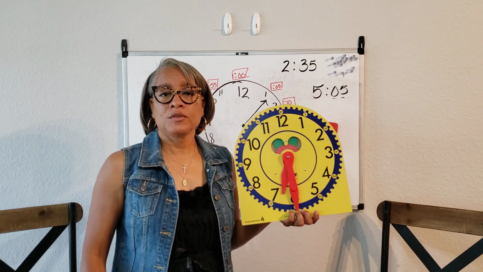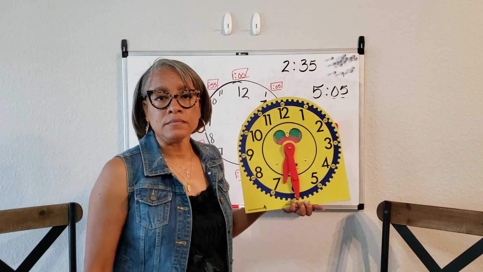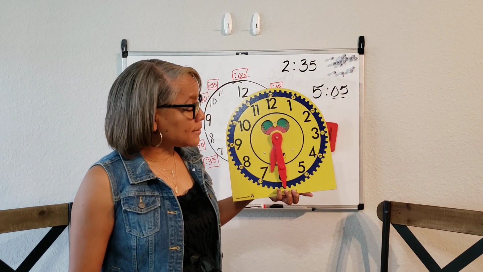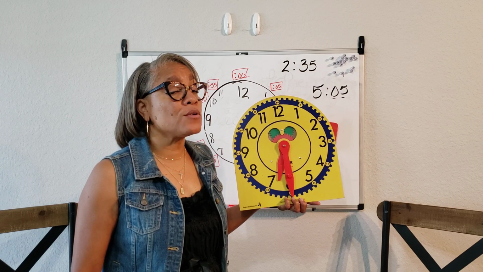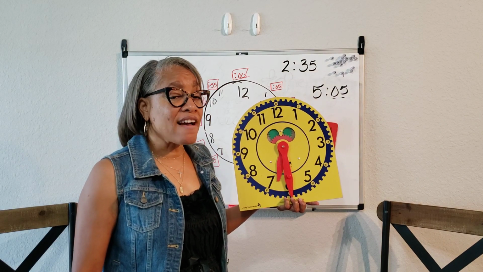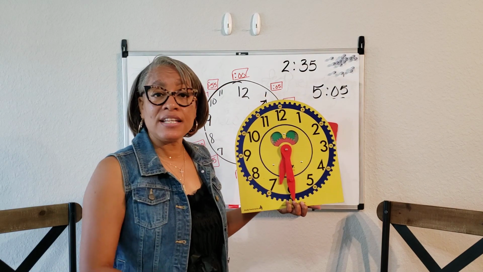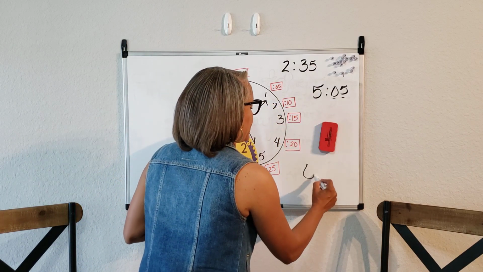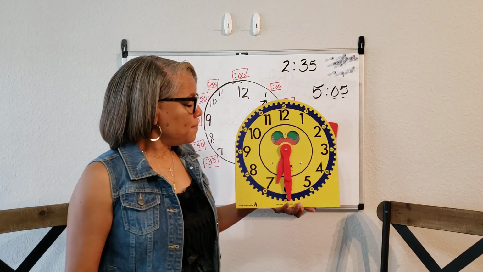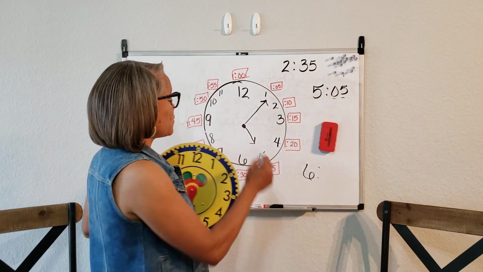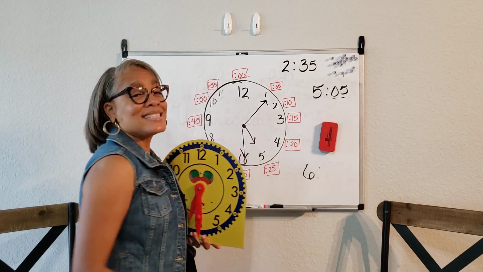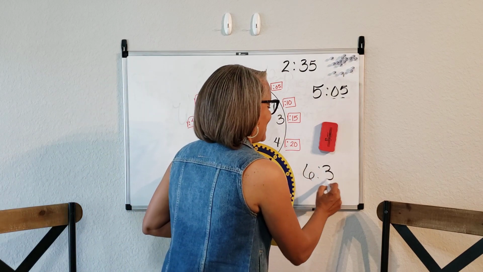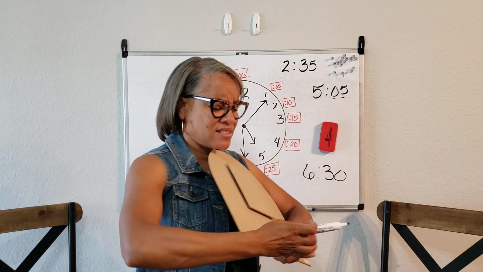Easy peasy. What time is it? Okay, what hour of the day is it? It's between what two numbers? The 6 and the 7. So has it made it to the 7 yet? No, so it's still what? The 6 o'clock hour. Very good. Okay, and the minute hand is on the 6, so it's what? 6:30. Good. Okay, I don't have to spend much time on that. You guys know that very well.